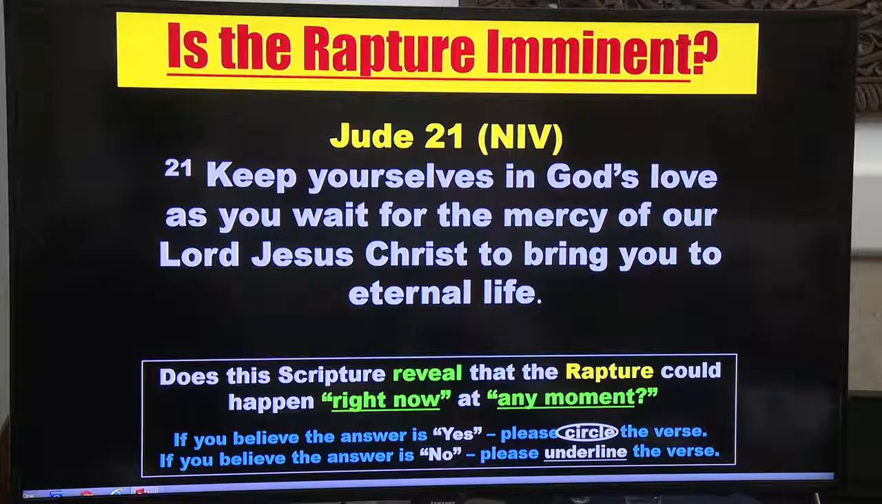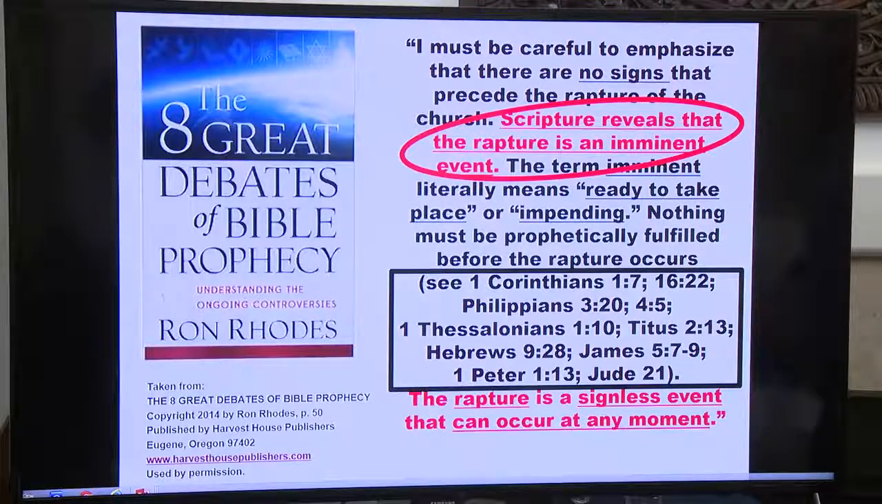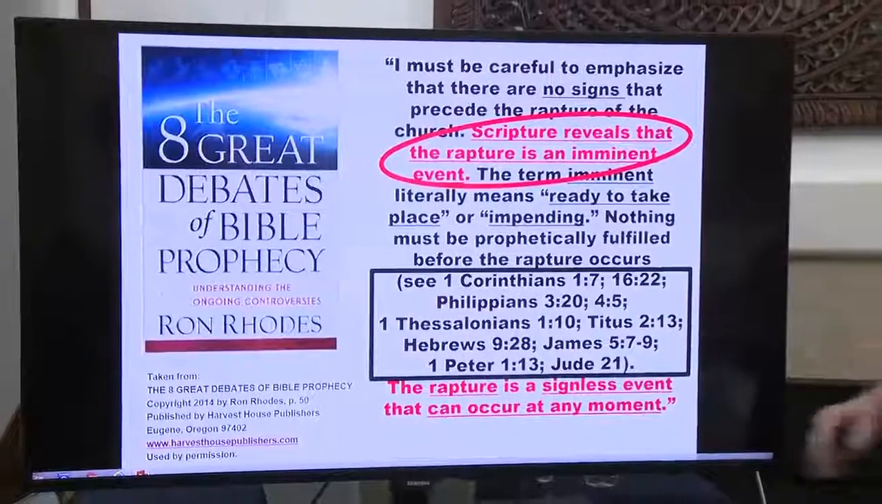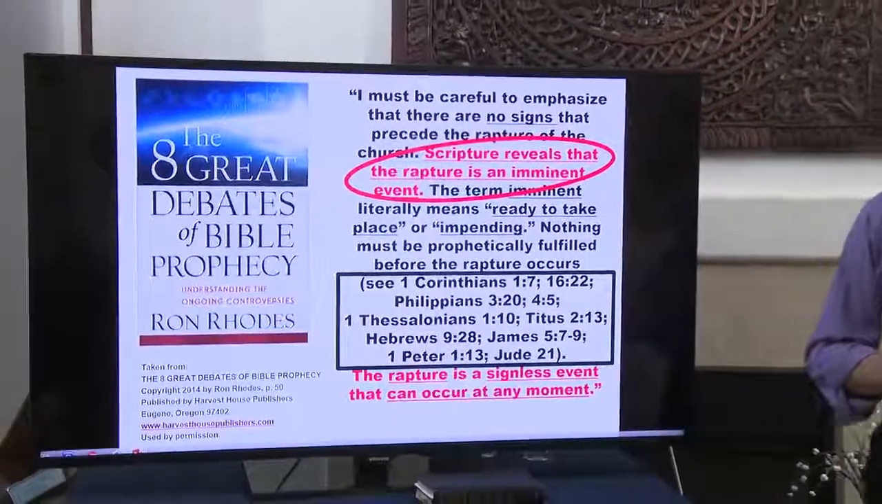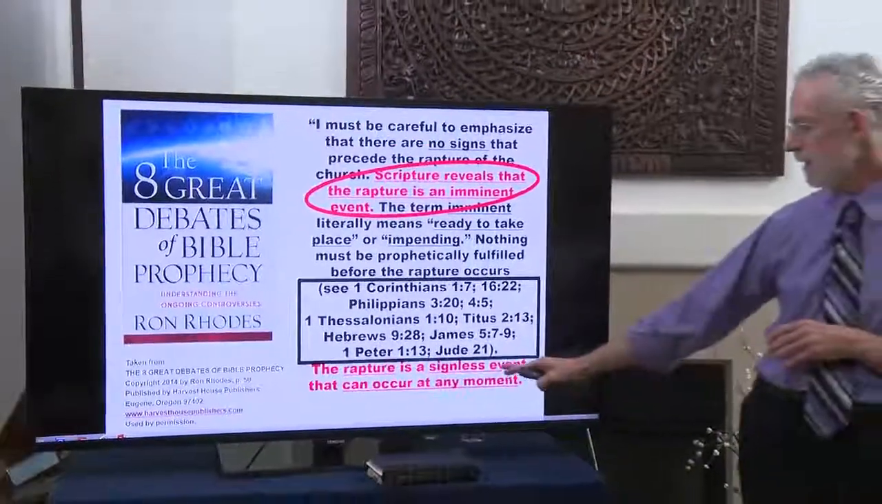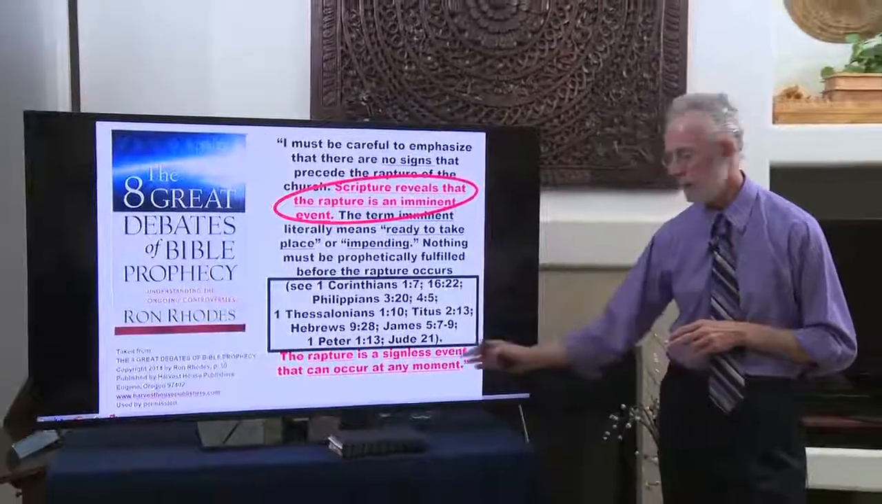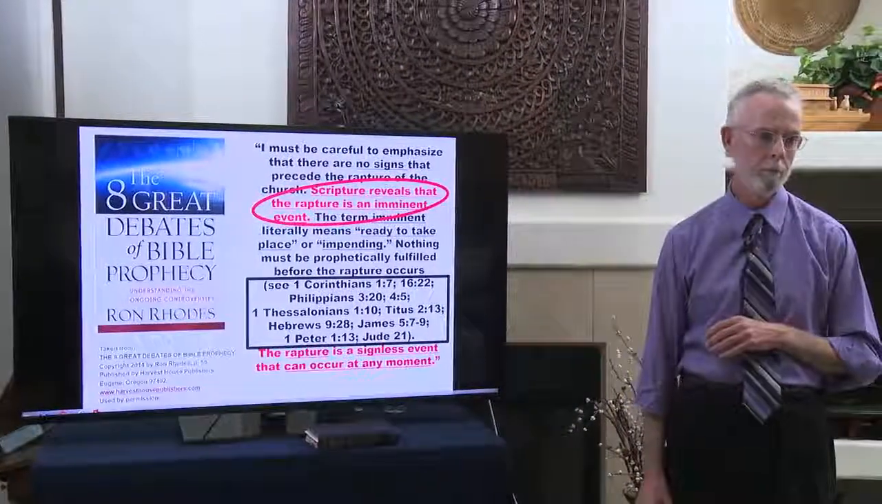All right, now I want you to keep your sheet out so that you can look at it. And again, here's what Ron said. Ron said in his book that Scripture reveals that the rapture is an imminent event. And he gave us these 10 passages of Scripture. And he said this: the rapture is a signless event that can occur at any moment.